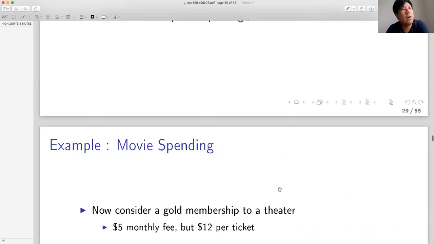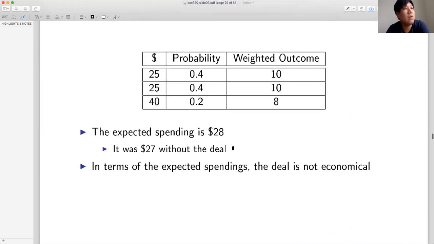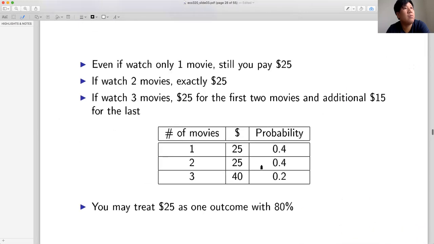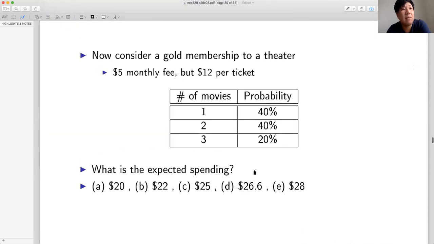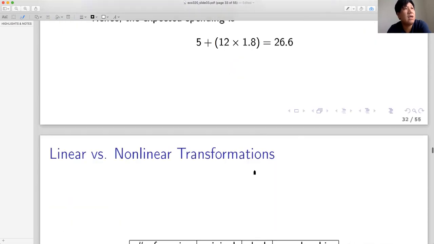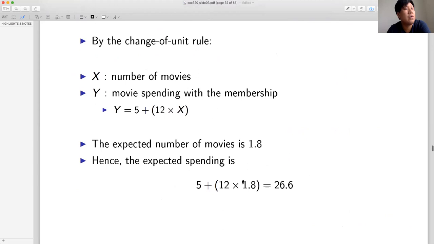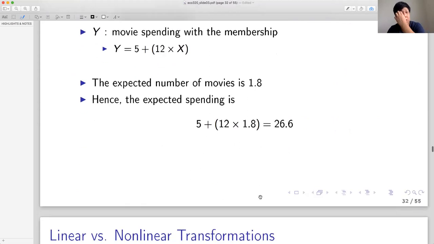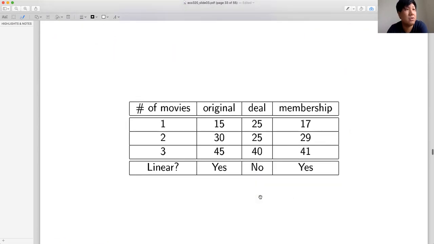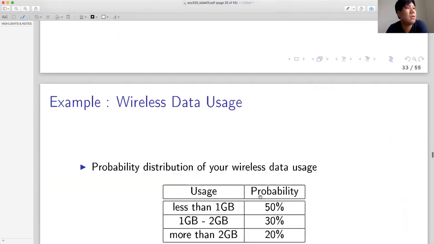The one thing you might want to notice is, here, the change of unit rule might not be appropriate because the cost is not a function of the number of movies, because you got to pay 15 no matter what. So except the second question, you can use the change of unit rule like you did here. So each method would be fine. So choose something you're comfortable with, okay?